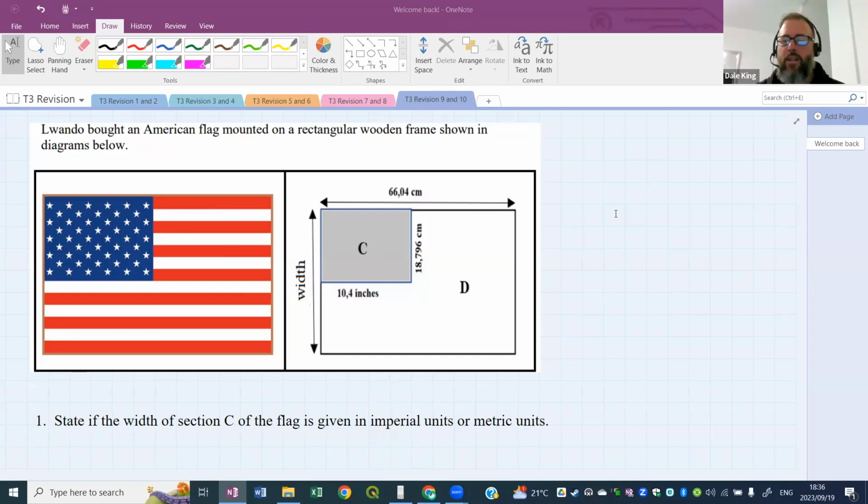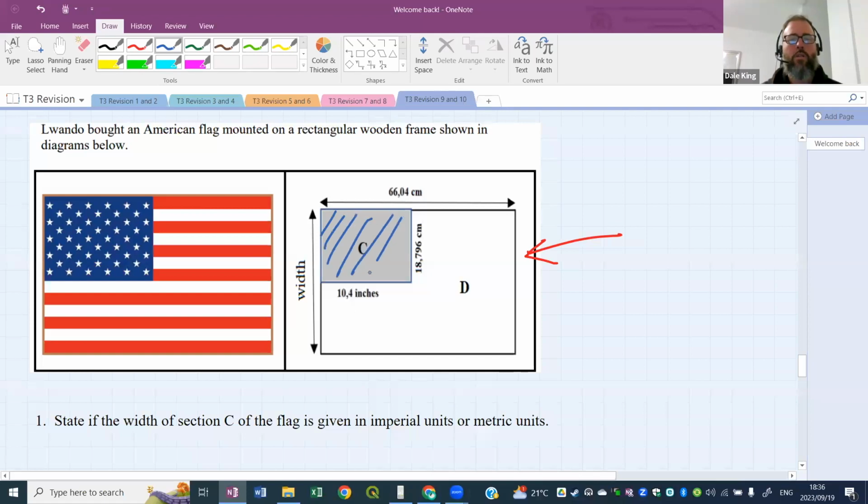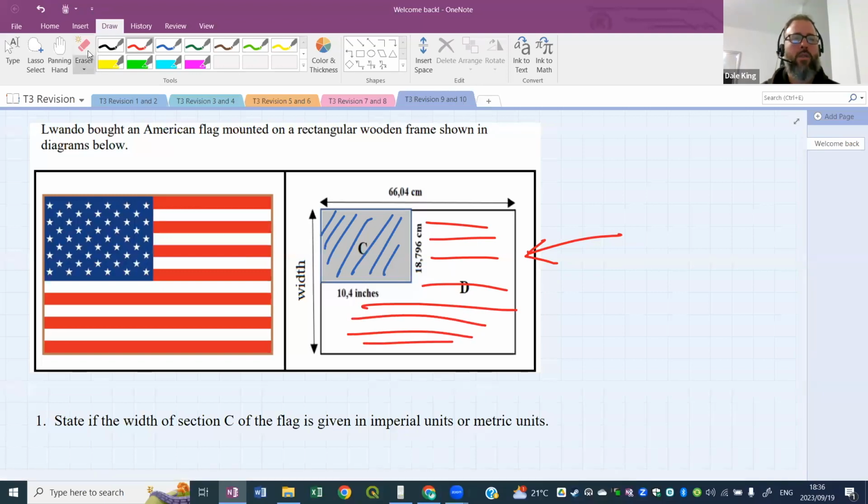All right, there's our break. Let's have a look at the next question. We got an American flag, got some color in our question tonight. Luanda bought an American flag mounted on a rectangular wooden frame shown in the diagram below. So we got the American flag on the left there, and this diagram here is also the American flag, but without the pattern. So this is the blue part, and this is the red part of the flag. That's what they're trying to show you here.